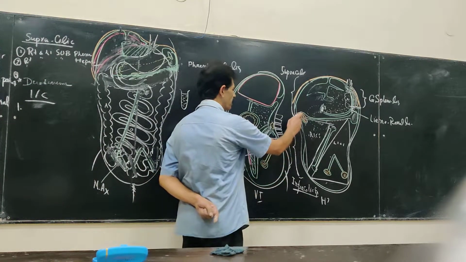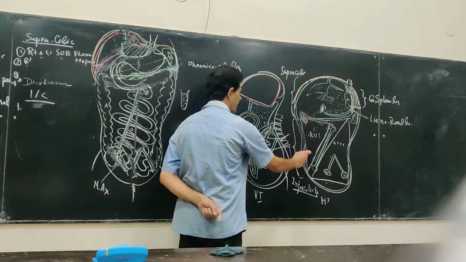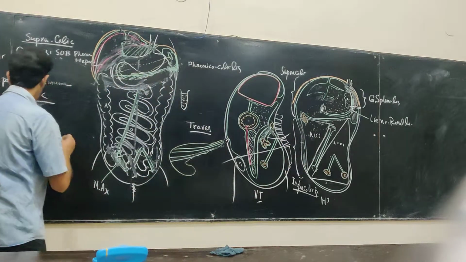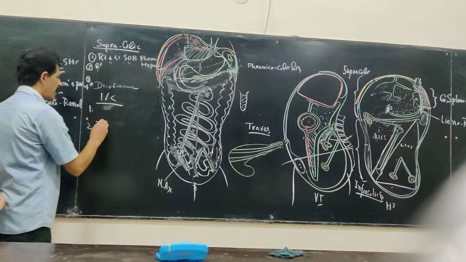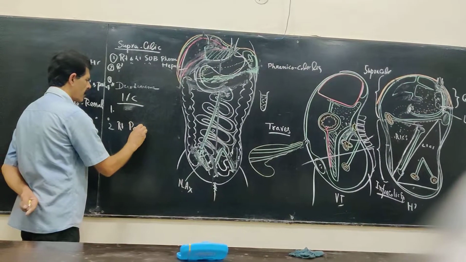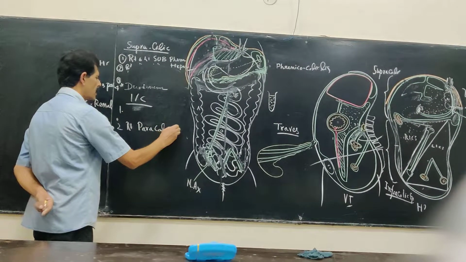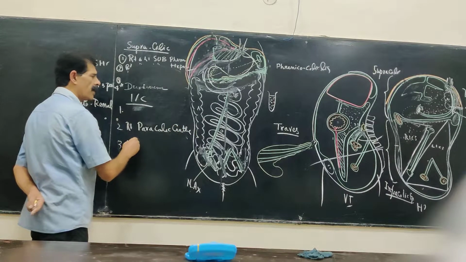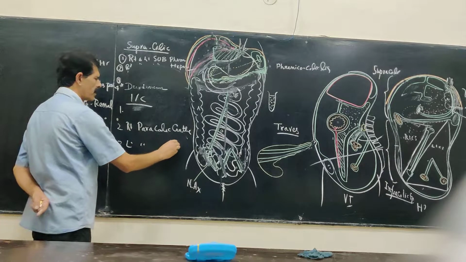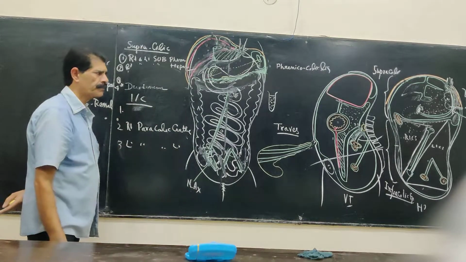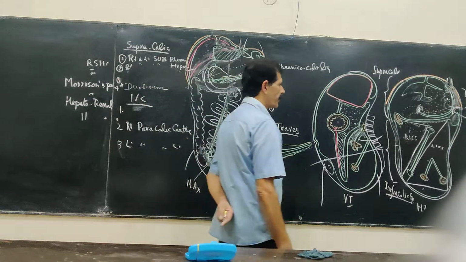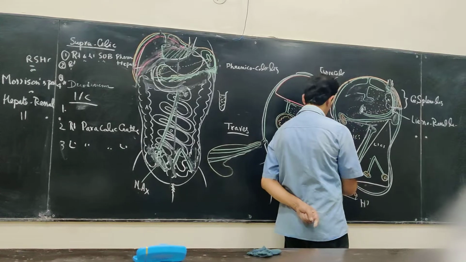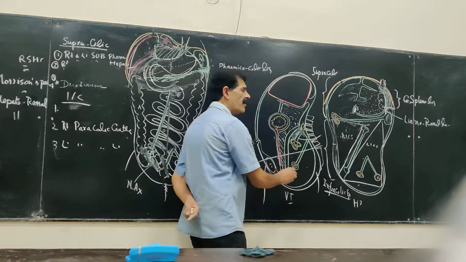Now this is the space where the ascending colon lies. This space is called the right paracolic gutter. Here lies the ascending colon. Similarly on the left side will be the left paracolic gutter, where the descending colon lies. Descending colon will be here. So these are the infracolic spaces. And below the pelvis come the pelvic spaces.